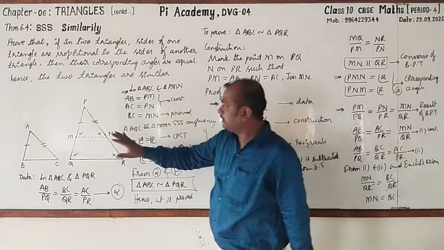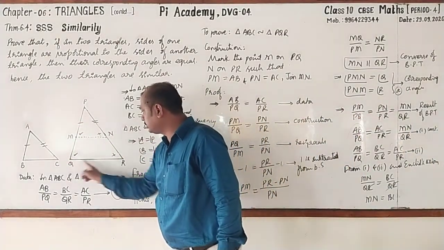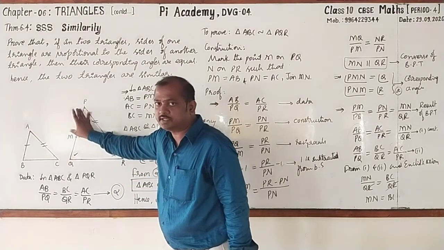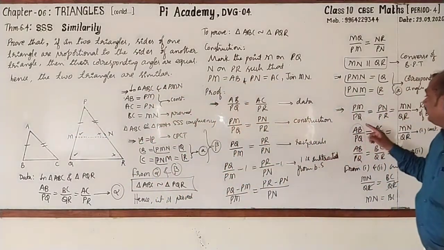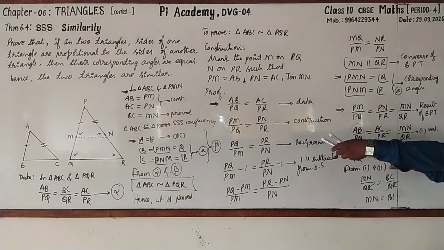Did you understand? The result, as in this triangle PQR, MN is parallel to QR. Therefore, we can write that statement. Then after that, we have taken substitution for these two. PM is AB, PN is AC, right? Then MN by QR as it is.